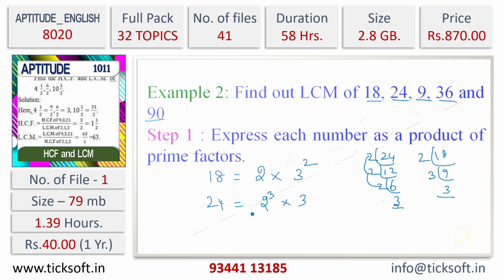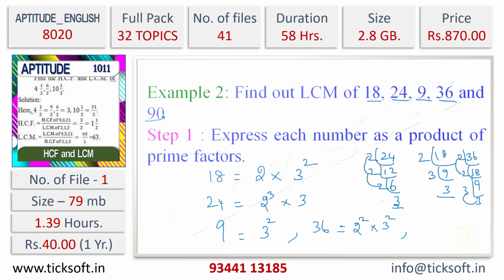And now the next one is 9. We know that 3 into 3 will be equal to 9. That is 3 square is 9. And now the next number is 36. Now if we divide this 36 by 2 then what will we get? 18, since 18 into 2 is 36. Again if we divide this by 2 then we will get 9. Again 3 into 3 will be equal to this 9. So 2 into 2 is 2 square, 3 into 3 is 3 square. So therefore this 36 will be equal to 2 square into 3 square.